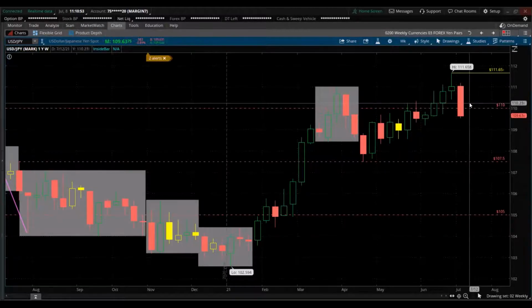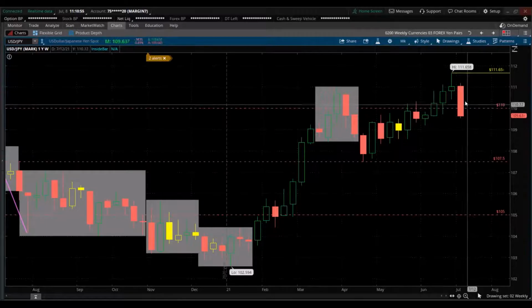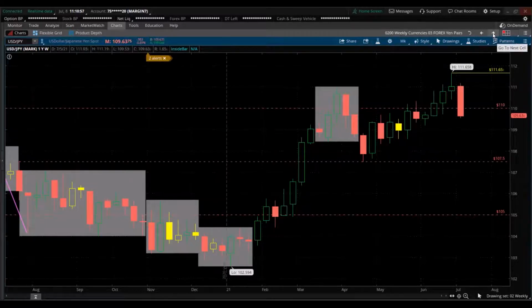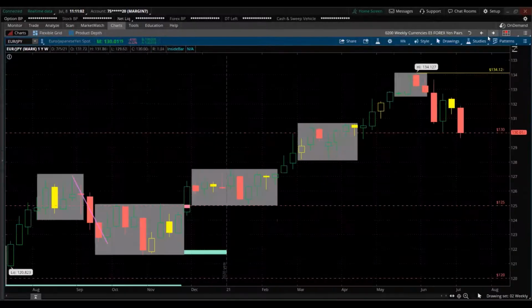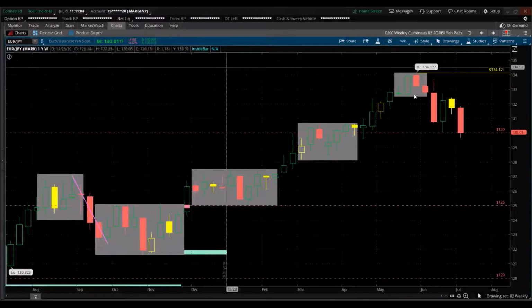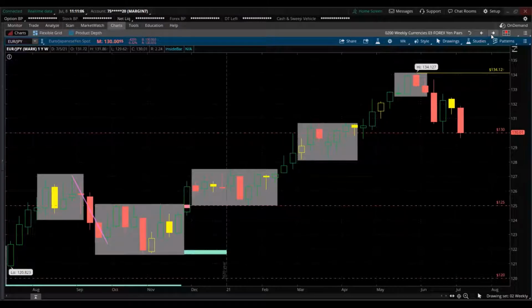Interesting to see if we're going to go further down. Yep, with a lot of fear, you see safe haven currencies rolling into the yen. How long will that be? Euro yen, we already spoke about that. Yen gaining strength against the US dollar, yen gaining strength against the euro.